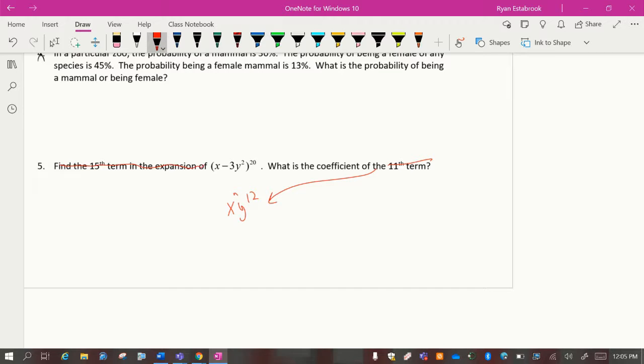And number 5, I'm changing. We have x minus 3y squared to the 20th. What is the coefficient on the term that has x to the n, y to the 12th? I'm changing it by quite a bit. The previous ones had like 3 parts to them. This is just a 1-part question. What is the coefficient on the term that has x to the n? I don't know what n is equal to, but a y to the 12th.